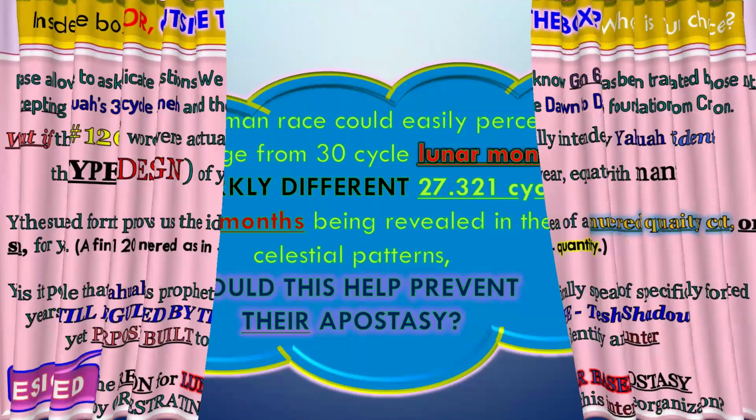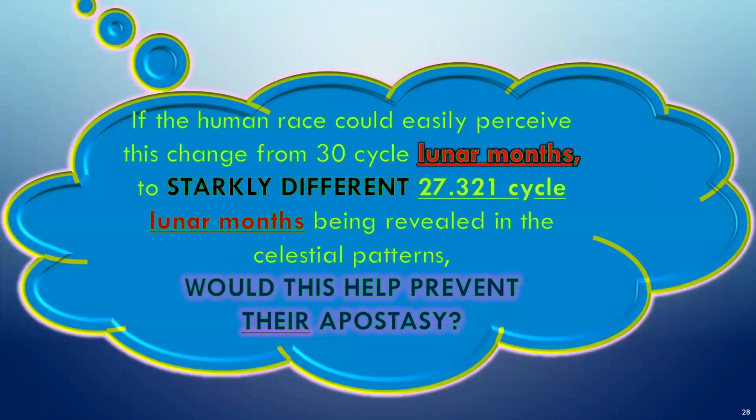Why was it designed like this? What was the reason? If the human race could easily perceive this change from 30 cycles per lunar month to a starkly different 27.31 cycle lunar month being revealed in the celestial pattern, would this help prevent their apostasy back to the lunar system? Because the lunar month, according to Yahuwah's designation, is only 27.321 cycles per month.